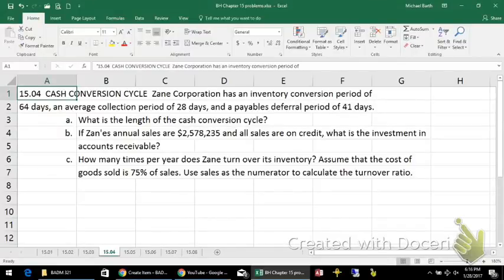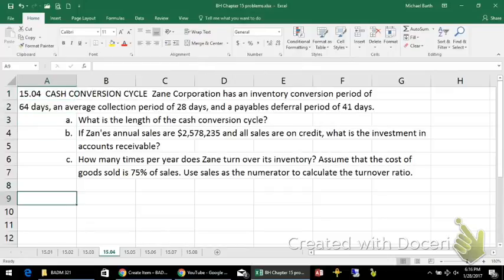This is problem 15.4 from Chapter 15, Brigham and Houston's Fundamentals of Financial Management, Concise 9th edition, and we're asked to calculate the inventory conversion period for Zane Corporation and then do a little bit of maneuvering with the ratios to calculate what some of the numbers are.